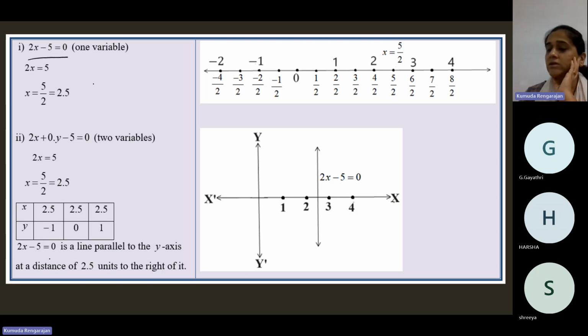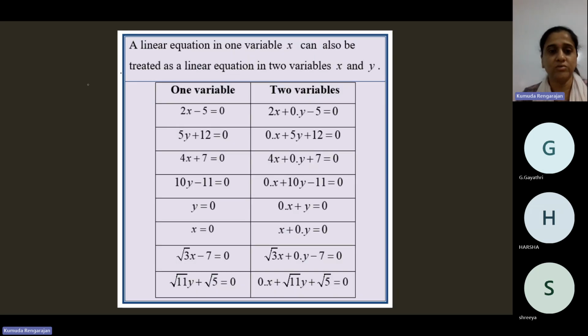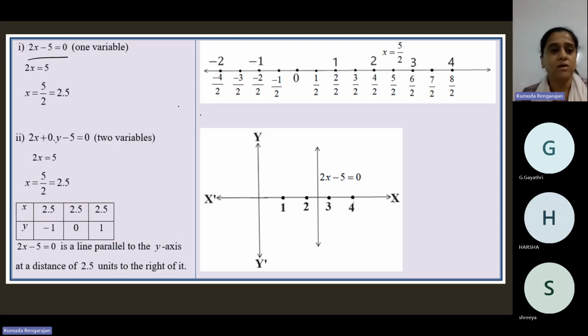Okay, so the first one, 2x minus 5 is equal to 0. On solving, you get 5 by 2 or 2.5. So on the number line, it's 5 by 2. So 0 by 2, 1 by 2, 2 by 2, 3 by 2, 4 by 2, 5 by 2, 6 by 2. I've explained that already. You understand this, right? So you need to mark off 5 by 2. This is 5 by 2, and this is the solution. X is equal to 5 by 2.